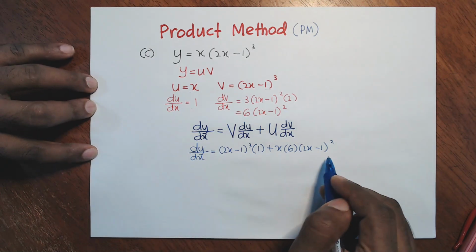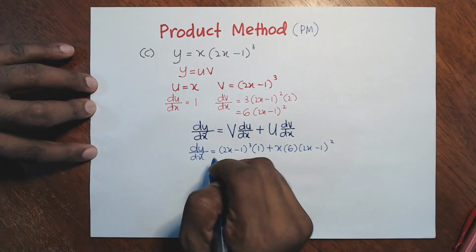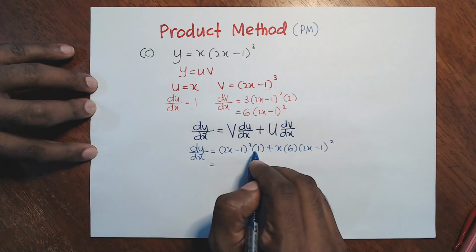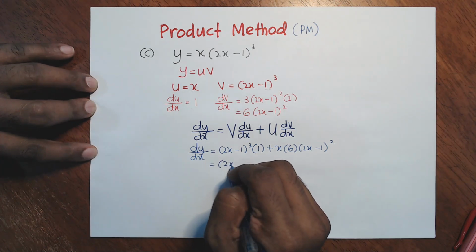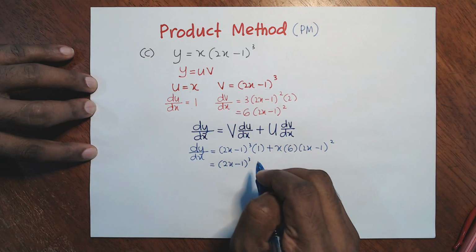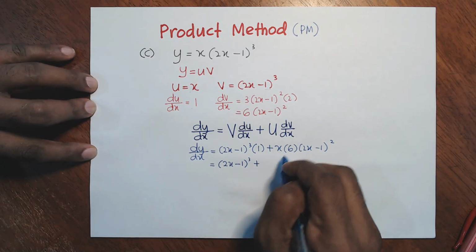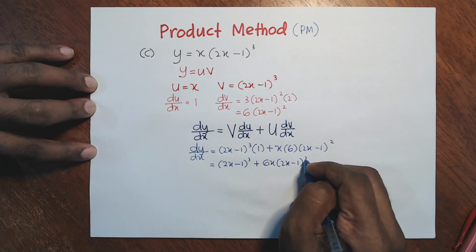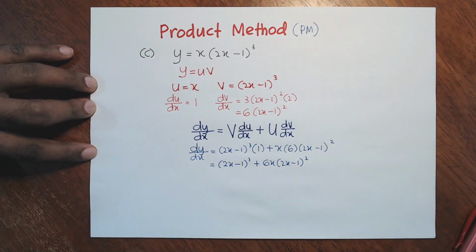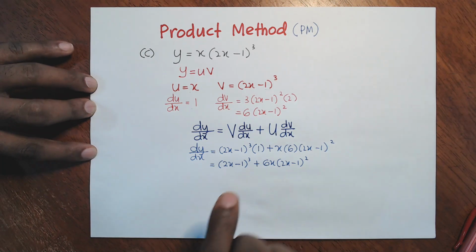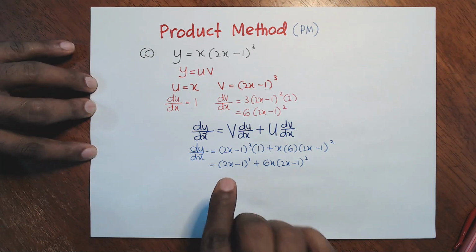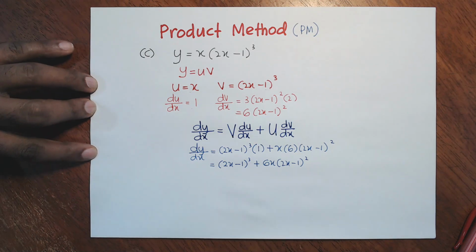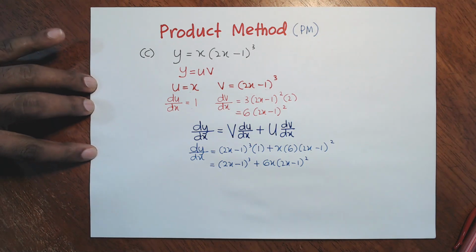So the next step, what I'm going to do is beautify it a bit. For example, when this is times by 1, we can leave it as (2x - 1) to the power of 3. No need to write 1. Plus this will be 6x(2x - 1) to the power of 2. You see, up to this point, it's quite simple and straightforward. At this point, things get a bit complicated. How do you simplify this?